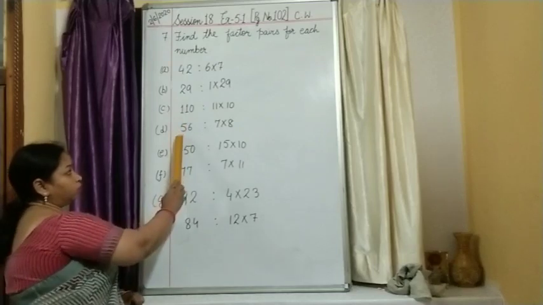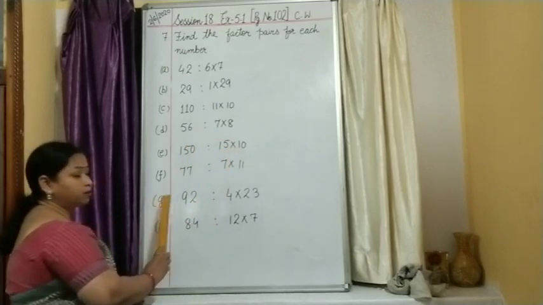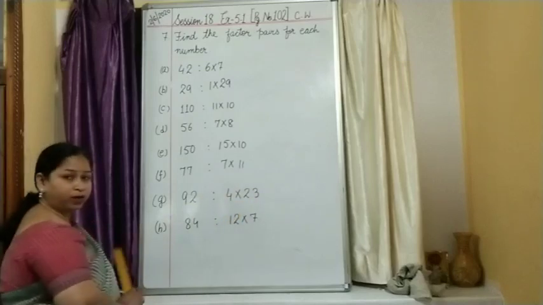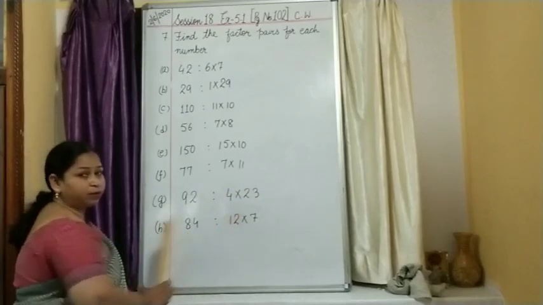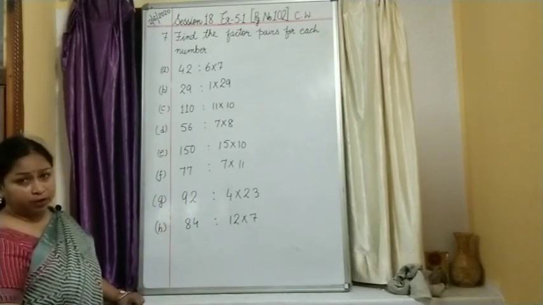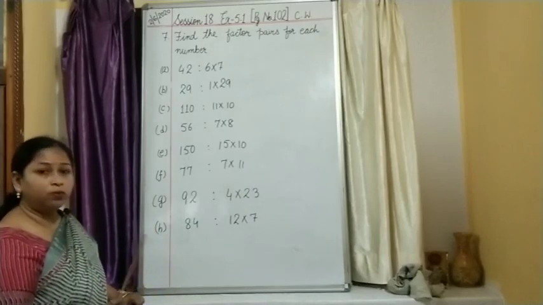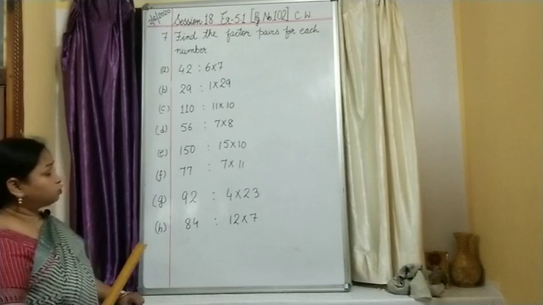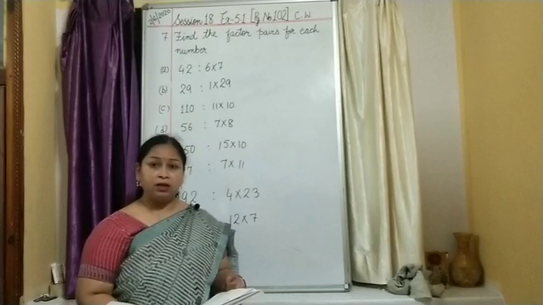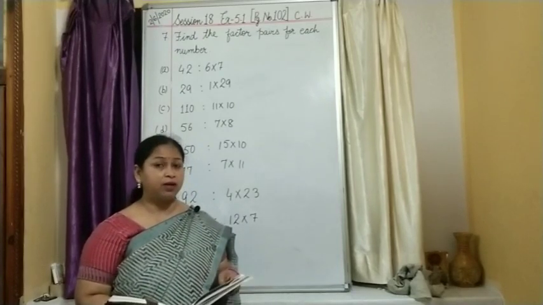Okay. So 56, 7 8s are 56. 150, 15 into 10. 77, 7 multiplied by 11. 92, 4 multiplied by 23. 84, 12 multiplied by 7. So these are some of the factor pairs I have shown. I have told you that you can have your own factor pair also. Okay. So we completed question number 1, 2 and 7. These three questions you have to do in your book. Question number 3 and 4 I will be giving as homework.